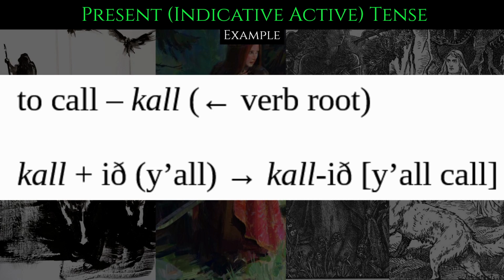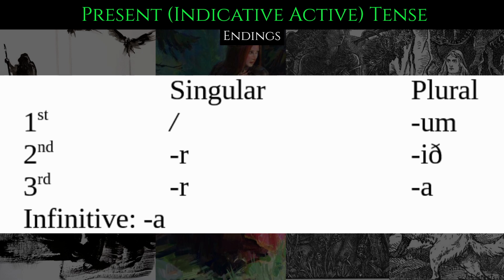A quick example: to call, with the verb root kall. Now, adding eth, which is the ending for the second person plural, we are getting kallith. Then it means y'all call. So we just need the right verb root and adding the right ending to it.